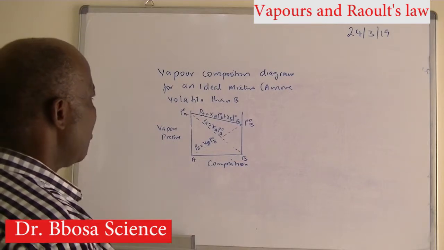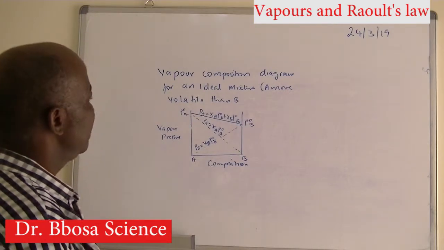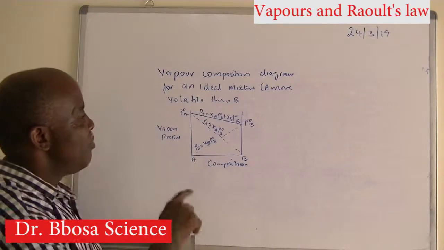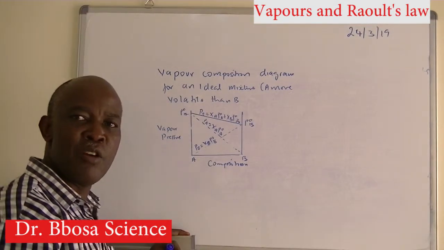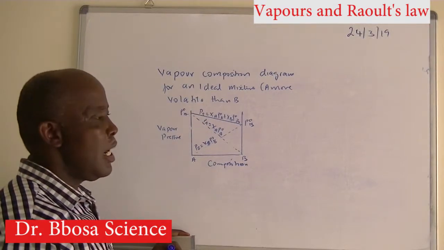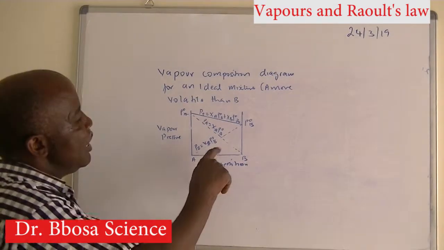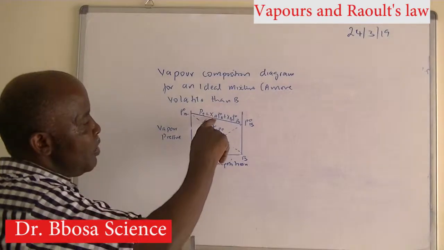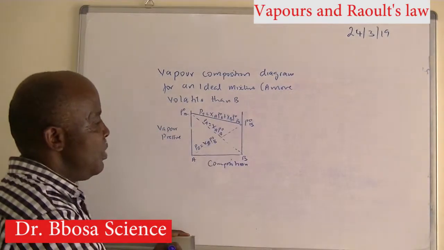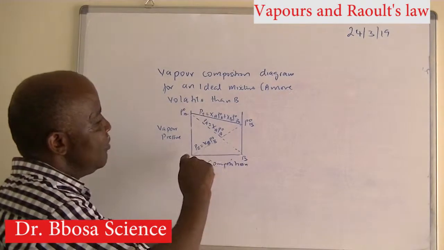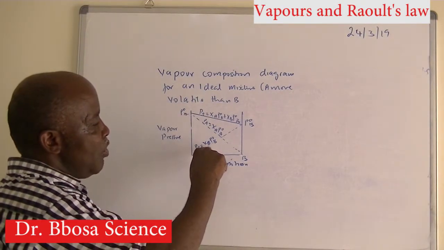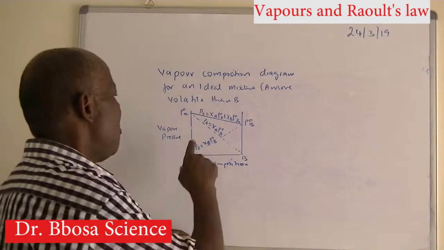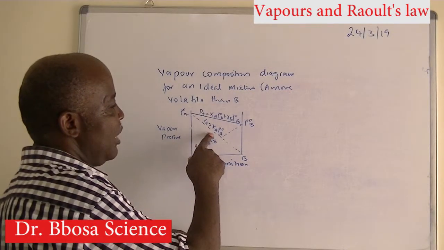Composition diagram for an ideal mixture. A is more volatile than B, which means that the vapor pressure of A is higher than that of B at the same temperature. This line here shows the pressure of the mixture, which is equal to the partial pressure of A plus the partial pressure of B. This dotted line shows the partial pressure of B, which is equal to the molar fraction of B times the vapor pressure of B. This line here shows that the partial pressure of A is equal to the molar fraction of A times the vapor pressure of A.